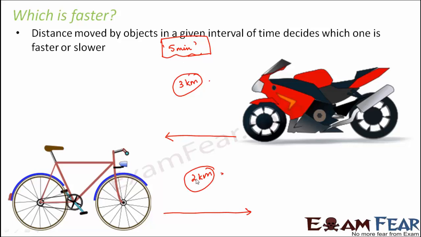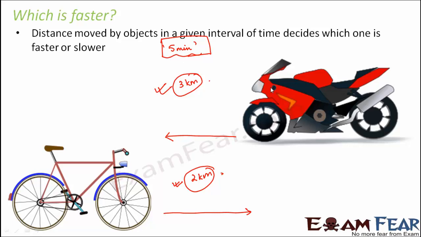Okay? So which one is faster? The time interval is the same. In the same time the bike covered more distance when compared to the bicycle. That means the bike is faster. The bike is traveling fast, which is why it could cover more distance in the same time. This is how we can determine which one is faster.